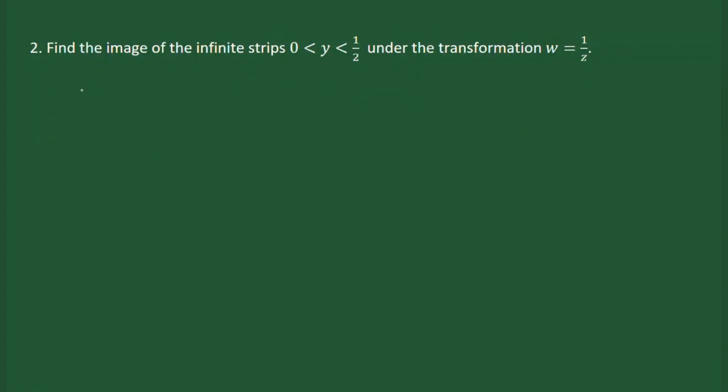Now let us move on to the next question. Find the image of the infinite strip 0 less than y less than 1 by 2 under the transformation w is equal to 1 by z. If you look at the transformation here, it is an inversion transformation, that is w is equal to 1 by z. Before moving to the diagram, first we have to consider w is equal to 1 by z. This is also equivalent to z equal to 1 by w.